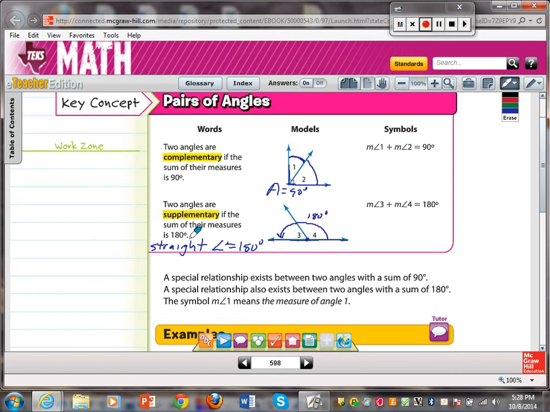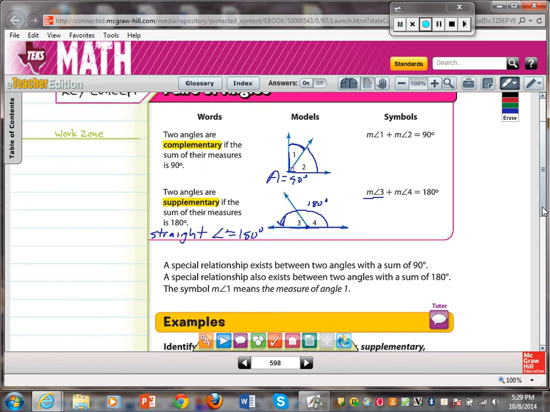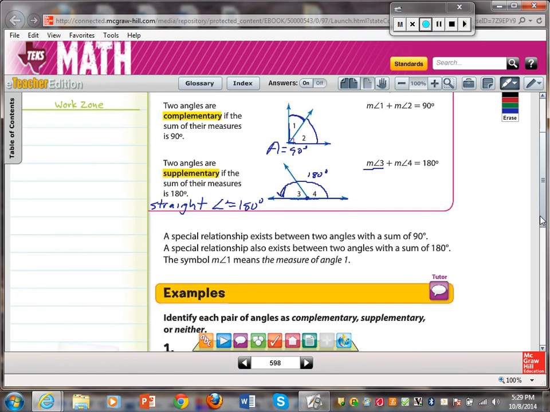So then it says here that the measure of angle 3, over here, plus the measure of angle 4 has to equal 180 degrees. So it makes sense in the picture here. This angle plus this angle makes a straight line. Therefore, it should equal 180 degrees. Okay? So that's one way to remember this, guys.